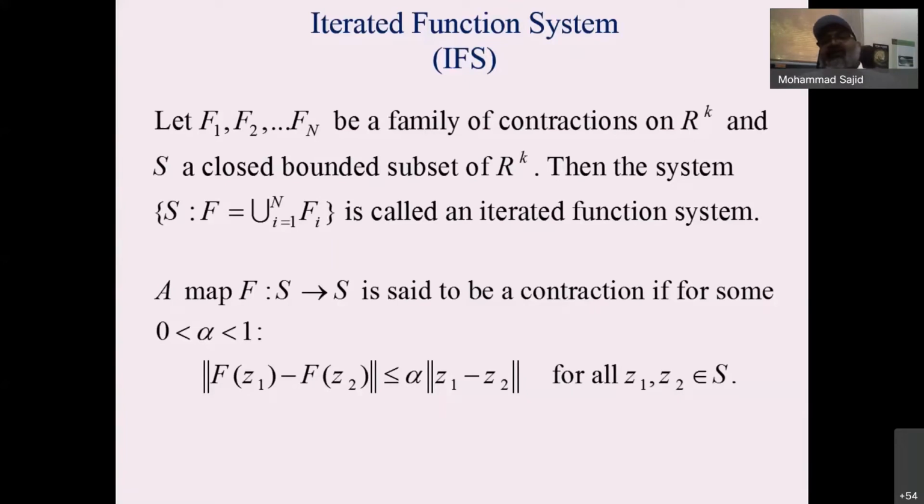So these are actually contractions. How do we define a contraction? A map F from S to S is said to be a contraction if for some alpha between 0 and 1, the norm of F(z1) minus F(z2) is less than or equal to alpha times the norm of z1 minus z2. This is the actual definition we studied in fixed point theory, or when we study metric spaces or topology. Simple definition, everyone knows it. So we have a contraction mapping, we have a set of these functions, and it is an iterative function system.